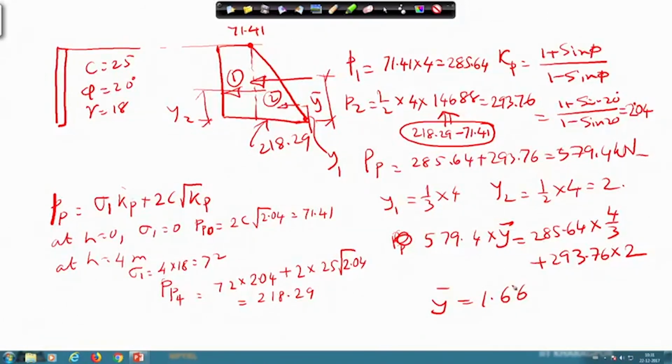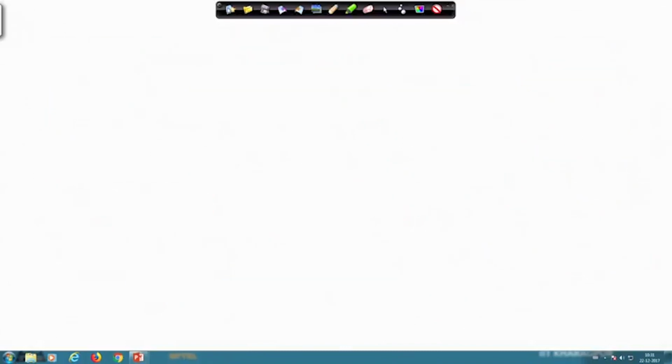So, this is the problem for passive pressure application. You can see here how to do the passive pressure diagram, how to find out the thrust, and how to find the point of application. So, this is shown. Let me go to one more problem.